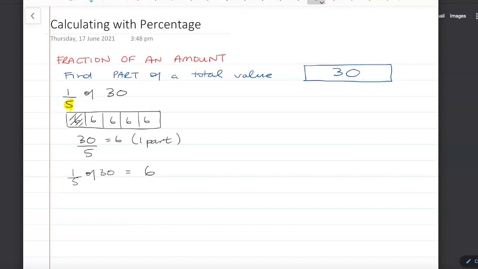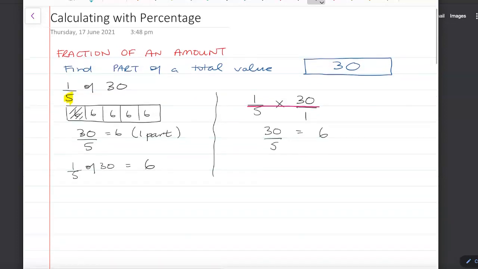Via a calculation method, to find 1/5 of 30, of means times, and 30 is a whole number we can place over 1. So if we look at it in terms of multiplying two fractions, where we can put all our numerators together and denominators together, we end up with 30 over 5, which does equal 6.